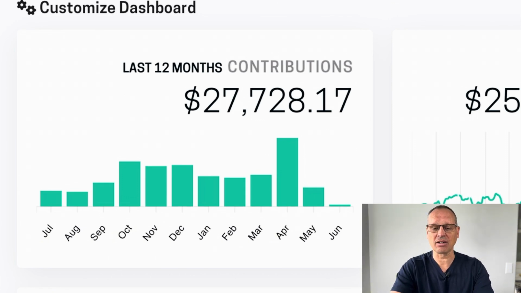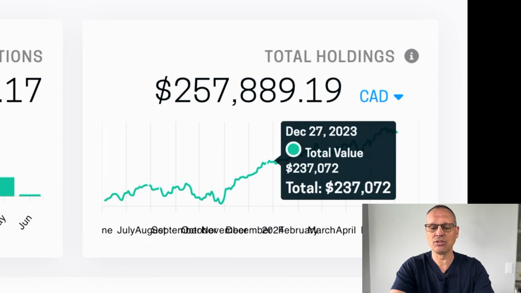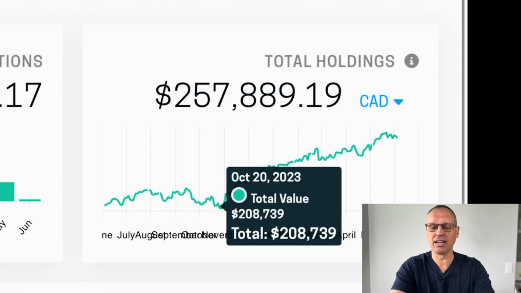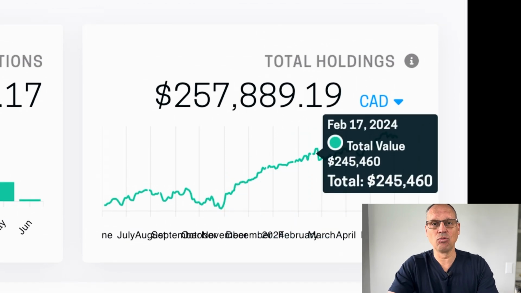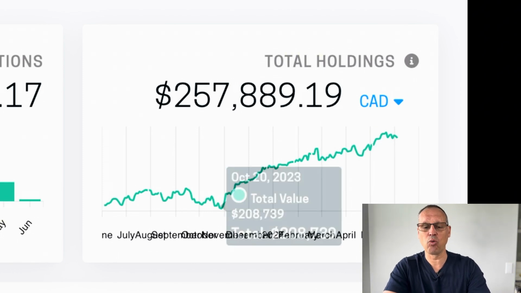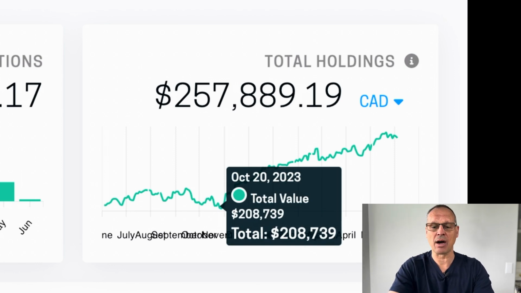Okay, so the entire account is currently sitting, as of filming right now, at $257,889. Now, this is a great tool because you can track as you go along where things were at certain dates leading up to today. Now, the markets have been really strong lately. If we look back here in October of 2023, we can see we were kind of at the bottom of things as far as my account goes.